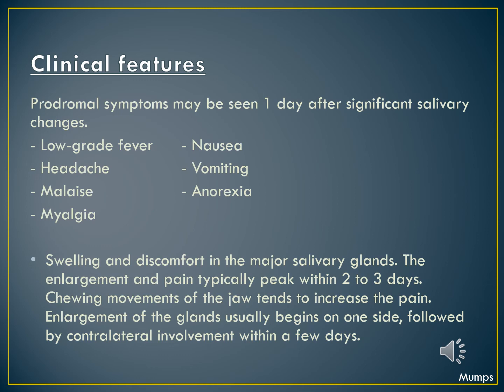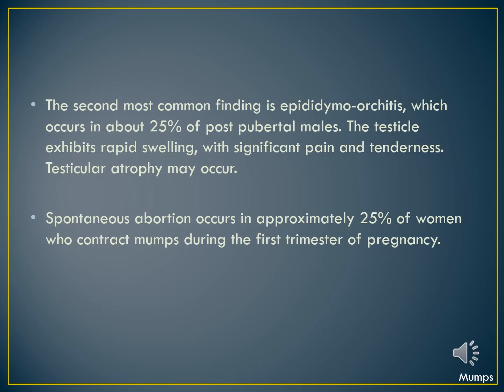The enlargement and pain typically peaks within 2 to 3 days, and chewing movement of the jaw tends to increase the pain. An enlargement of the gland usually begins on one side, followed by contralateral involvement within a few days. The second most common finding is epididymoorchitis, which occurs in about 25% of post-pubertal males. So what is epididymoorchitis? The testicles exhibit rapid swelling with significant pain and also tenderness. If left untreated, testicular atrophy may also occur.